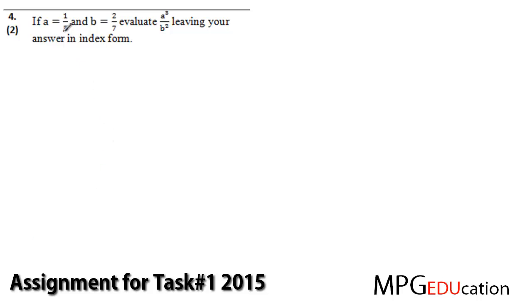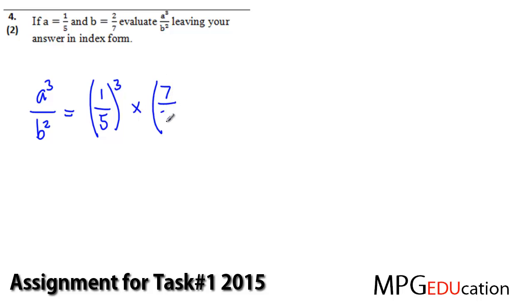If a equals 1/5, b equals 2/7, evaluate this and leave your answer in index form. Pretty straightforward stuff. The a bit here, if we write that as 1/5 to the power 3, this bit here, I'm going to have a fraction squared. And because it's divided by a fraction, I can use the fact that if I divide a fraction by a fraction, I can change the operation to times by the reciprocal. So I'm going to do that.